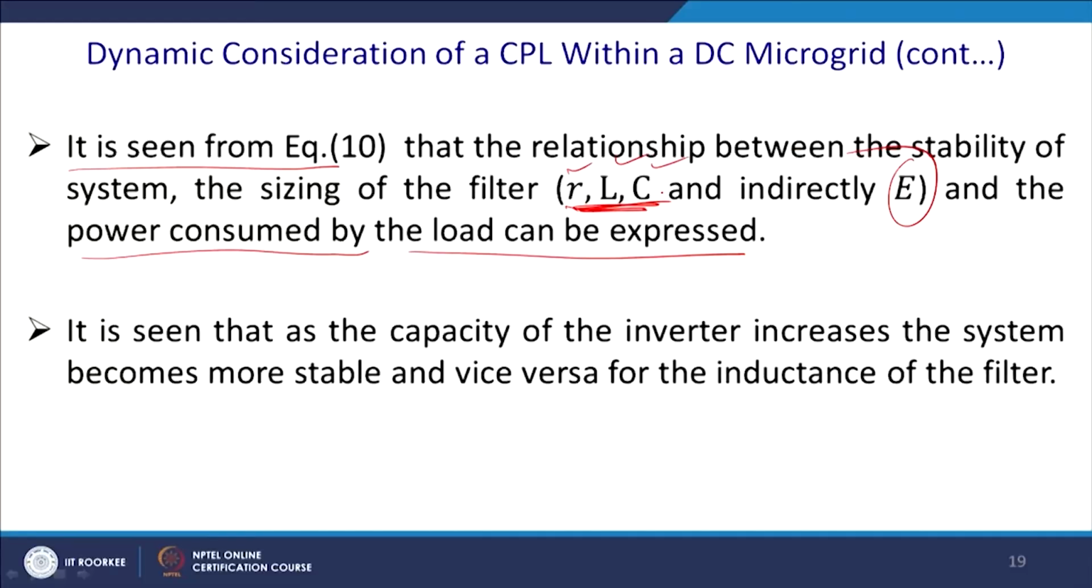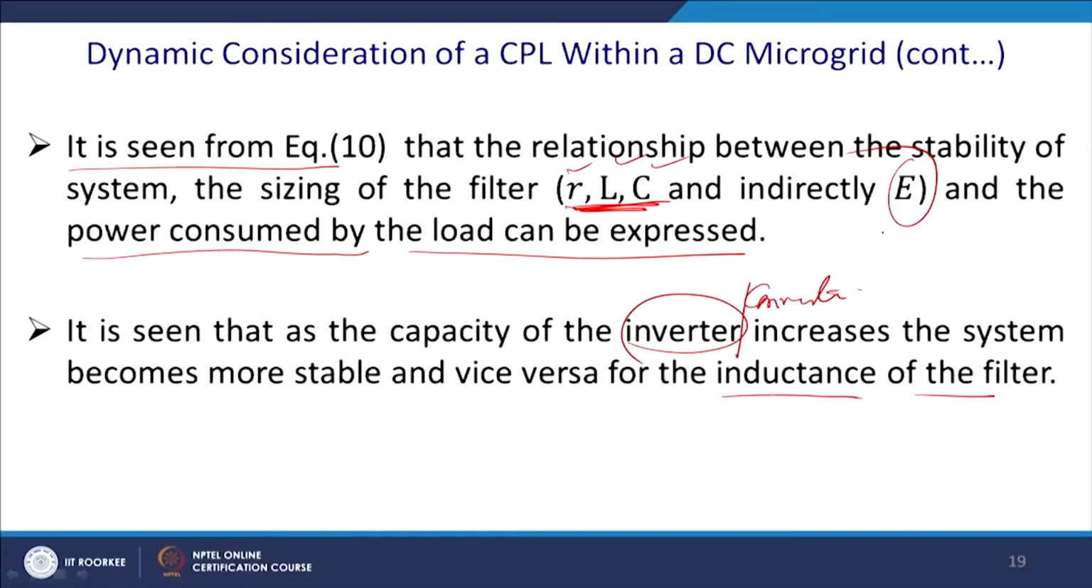And thus it has been seen that the capacity of the inverter, generally this inverter comes into the picture from the active rectifier. If you are taking power from the grid or you are sending power back to the grid, then it is in inverter mode, increases the system stability and becomes more stable, and vice versa for the inductance of the filter. You can make it also a converter for DC to DC conversion. It applies to the AC microgrid as well.